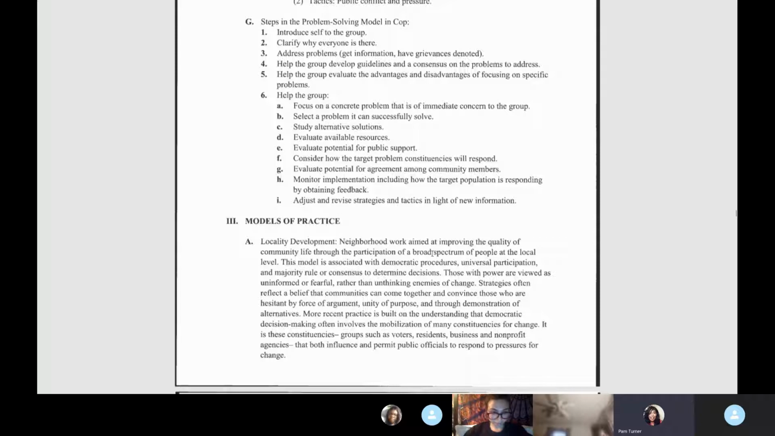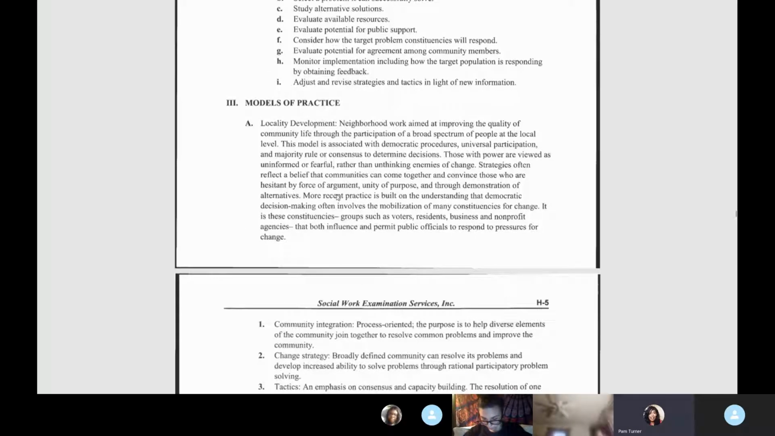The model is associated with the democratic process, universal participation, and the majority rule of consensus. So the part of the problem is getting the people that it matters most to the meetings. Okay. Because I've got the businessmen who certainly will show up because they want to fight what they believe in. But I've got to get grandma to the meeting. I've got to get her to have buy-in. So if we're going to fight this fight, that she has buy-in and it's important to her, not just to me.